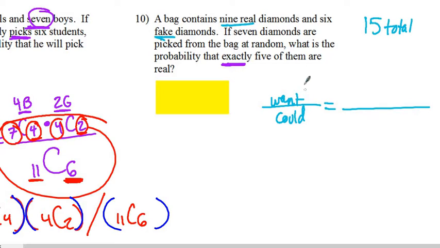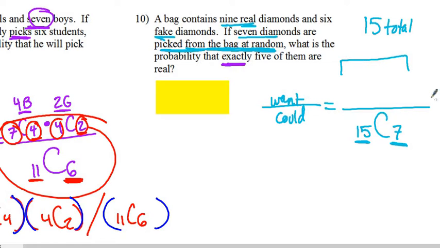Okay, we have 7 diamonds which are picked from the bag at random. So what could happen? There's 15 total things, and we are choosing 7 of them. Usually this part right here where they're telling you how many things you're picking. Remember, these numbers down here are totals. There's 15 total in the bag, and there's 7 total that we're choosing. We're not worried right now about whether they're real or fake. That's going to be the stuff happening on top. So the bottom is all concerned with the totals, and the top is all concerned with the specifics, like picking boys or girls, picking real diamonds or fake diamonds.